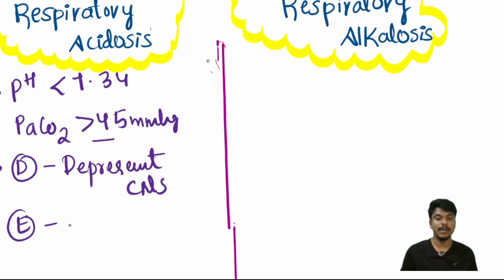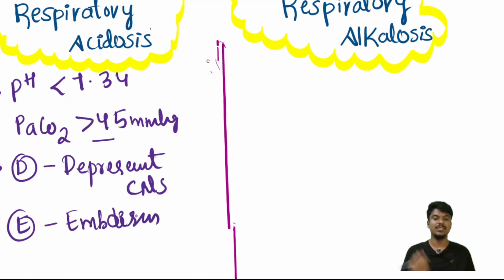E for embolism, nothing but pulmonary embolism. What will happen in pulmonary embolism if the patient is having deep vein thrombosis or any vascular thrombosis? It will dislodge and go to the right atrium, then the right ventricle, then the pulmonary tree, and obstruct the pulmonary artery. So there will not be ventilation perfusion, so there will be reduced respiration. That is going to cause CO2 retention, and ultimately respiratory acidosis.